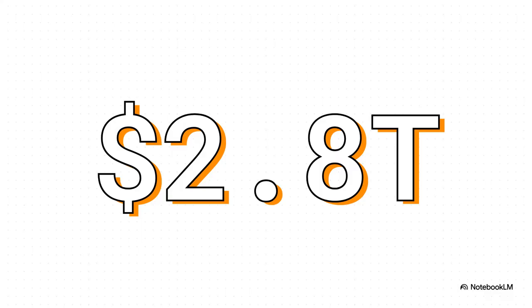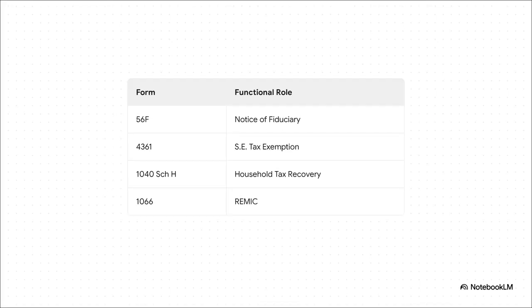And to understand the scale of the environment we're talking about, the system references this figure, $2.8 trillion. That's the stated value of Treasury security holdings as of June 2024. This number is used to frame the sheer size of the financial system in which these protocols operate. And finally, here's a look at the technical form registry, just a few examples of other critical instruments. Form 56F, for instance, gives notice of a fiduciary relationship. Form 4361 is used by ministers to claim exemption from self-employment tax. Each form is a specific tool with a very specific function within this architecture.